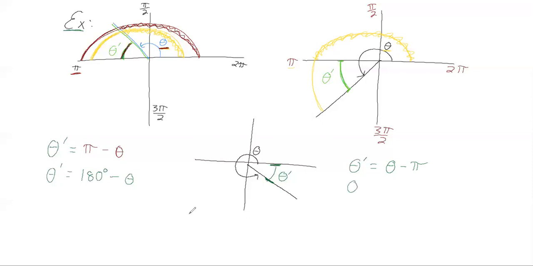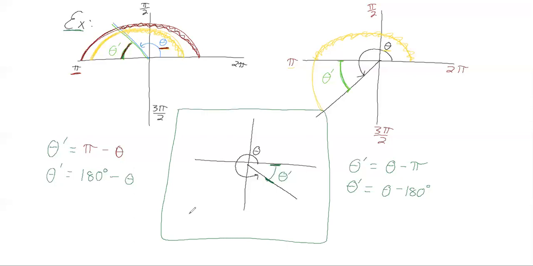What would it be in degrees this time? Theta prime. It'd be theta minus what? 180 degrees. All right, go ahead and pause the video and try to do this one right here. Try to do it in radians and degrees.